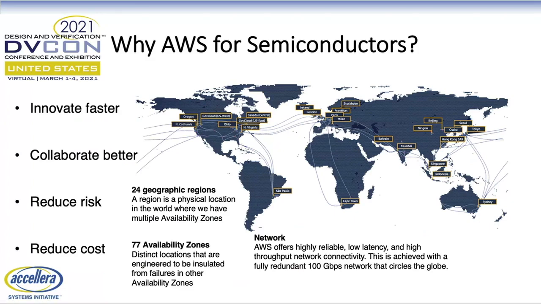Okay, and as I mentioned, AWS offers a highly reliable, low latency, high throughput network that enables this connectivity around the globe with a fully redundant 100 gigabits per second network.